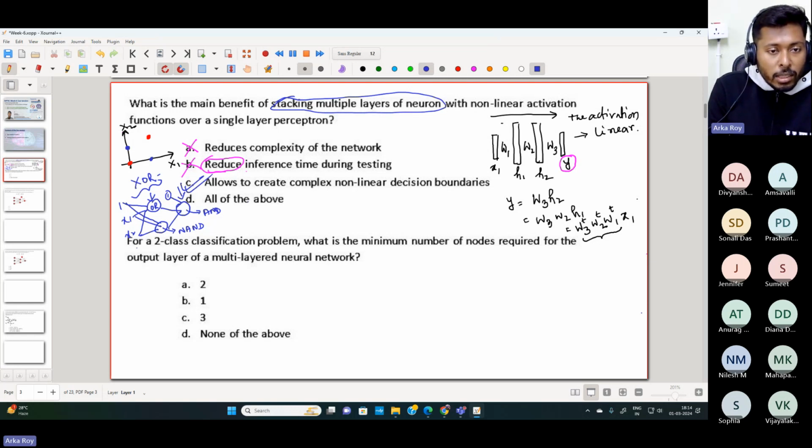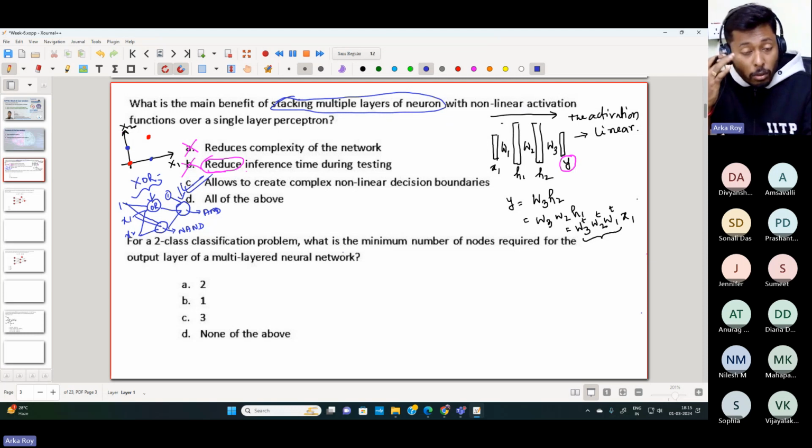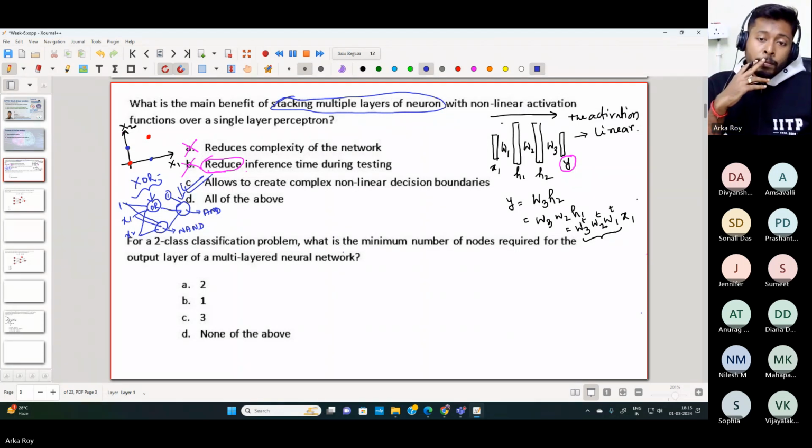Okay. So the second question is quite related to the first one. You can see over here that for a two-class classification problem, what is the minimum number of nodes required for the output layer of a multi-layer neural network? What is going to be the correct answer for this? One. And why? Because we can do 0 or 1 classification using one node.